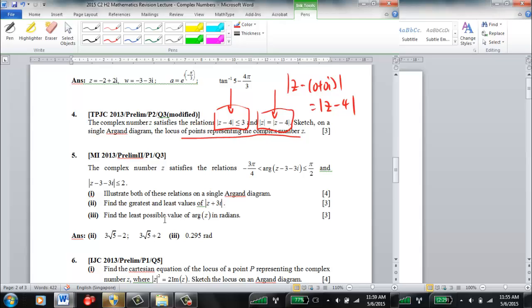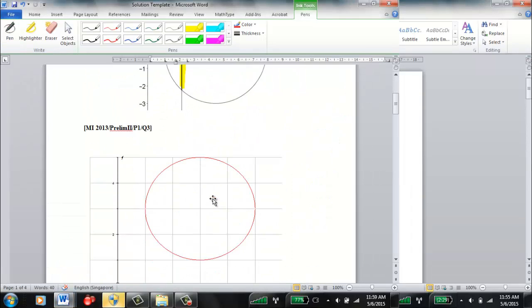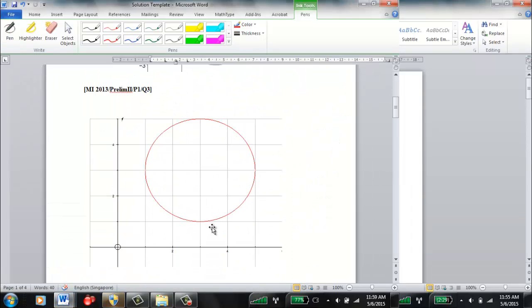Same thing. Identify what it is. This is a half line. There are two of them. Between pi over 2 and 3 pi over 4. Negative 3 pi over 4. And this is a circle which is inside the circle. Because I cannot draw circle well on the screen, I have a preset circle for me here. Okay, now I'm going to teach you how to draw the half line.